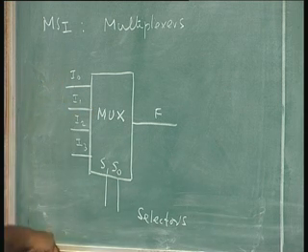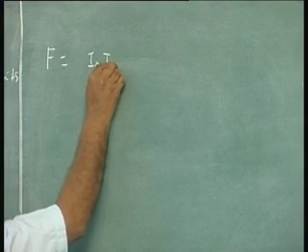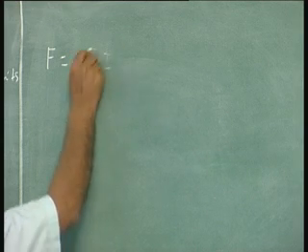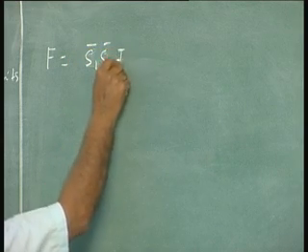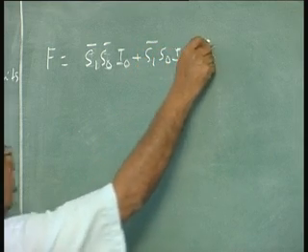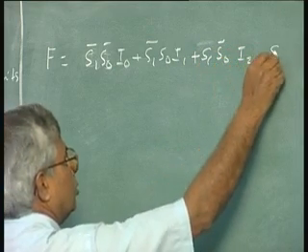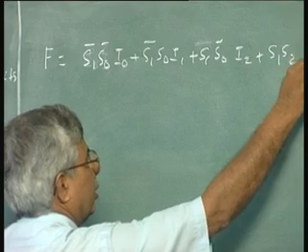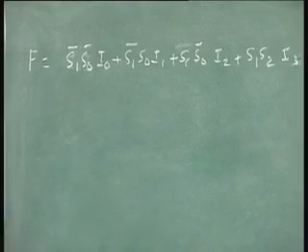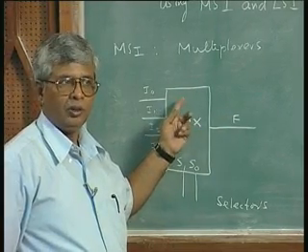So, the function description of the multiplexer is F = S1 bar S0 bar I0 + S1 bar S0 I1 + S1 S0 bar I2 + S1 S0 I3. That means if I make both these selector inputs 0, 0, F gets connected to I0. So, it is a selection process, that is all.